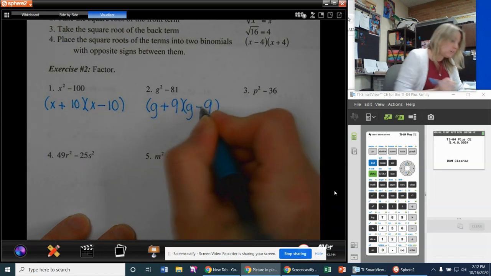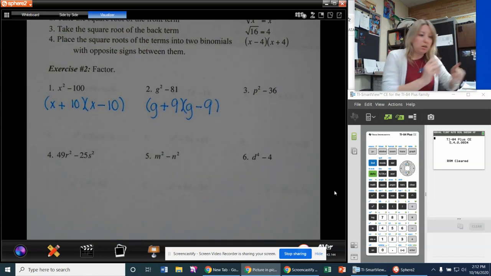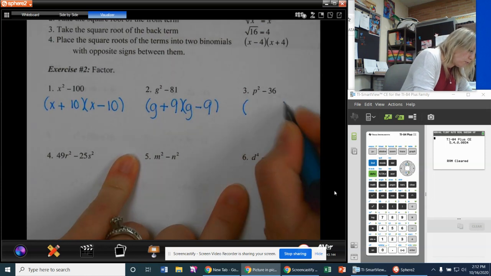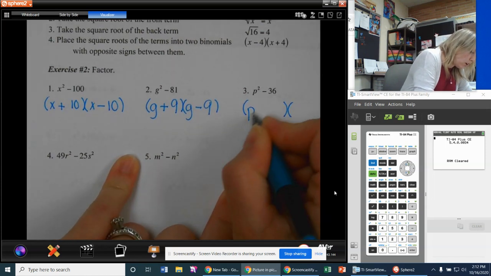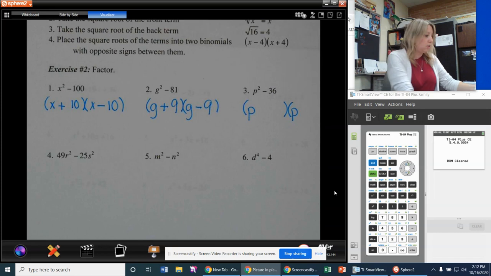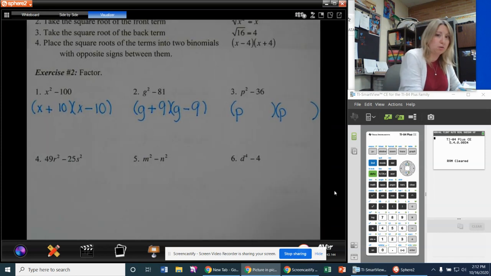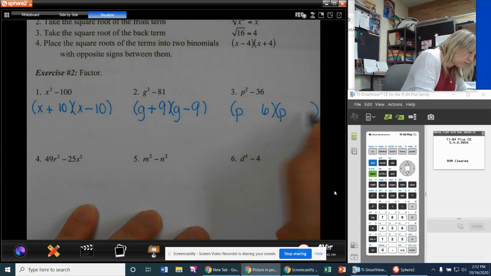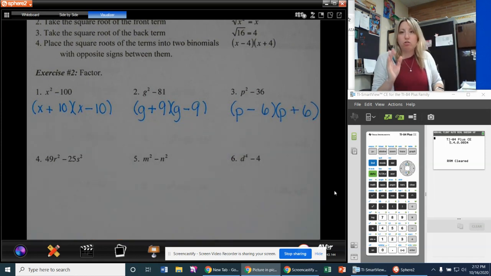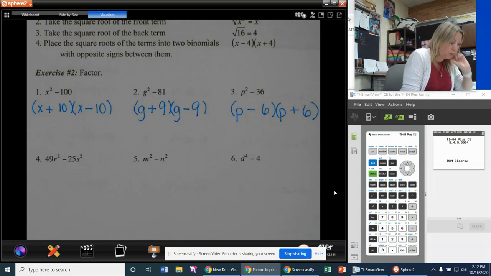Different signs between them. Take the square root of the front term. The square root of p squared is p. Put it in the fronts of the two binomials. Take the square root of the back term. Square root of 36 is 6. Different signs between them. That's how it factors every single time. Okay, that's dots. This is dots for you.